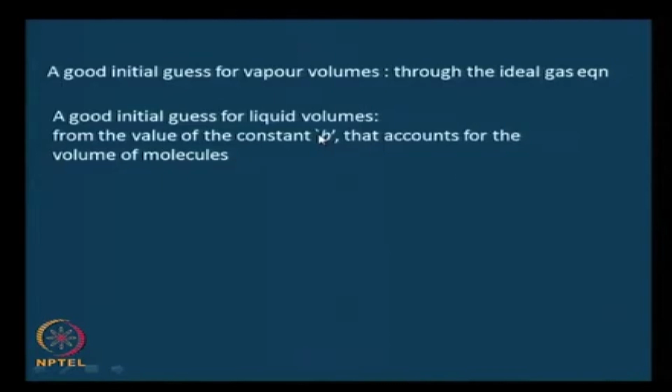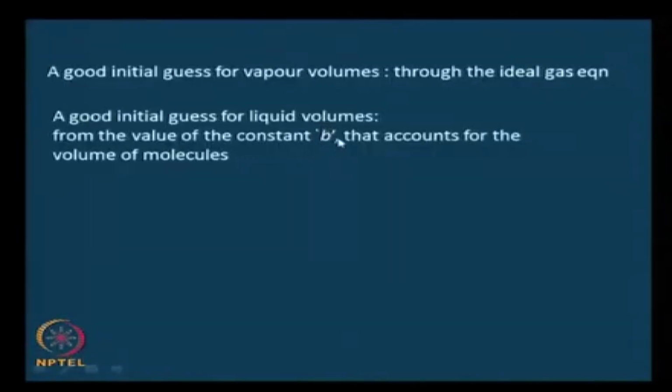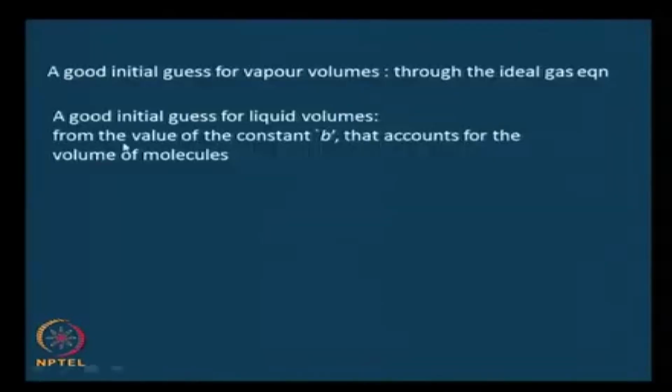A good initial guess for the liquid volumes is the constant B, because remember the V minus B term either in the van der Waals equation or in the Redlich-Kwong equation of state gives you an idea that B represents the volume that is occupied by the molecules. When it is a gas, the molecules are farther apart, and therefore the fraction of volume that is occupied by the molecules is less, whereas in a liquid they are all close together, and this value of B could be the first guess that one could make when one is looking at liquid volumes.